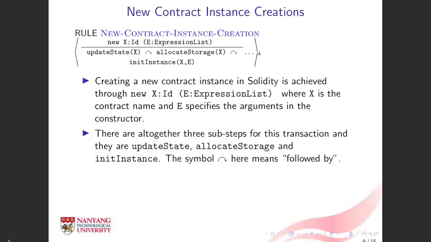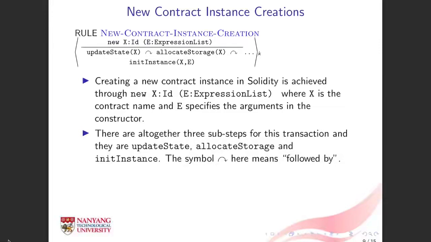Let's start with the semantics of new contract instance creations in Solidity. The semantics rule for creating a new contract instance is shown in new contract instance creation. Creating a new contract instance in Solidity is achieved through the expression new X(E), where X is the contract name and E specifies the arguments in the constructor. There are altogether three substeps for this transaction: update state, allocate storage, and init instance.